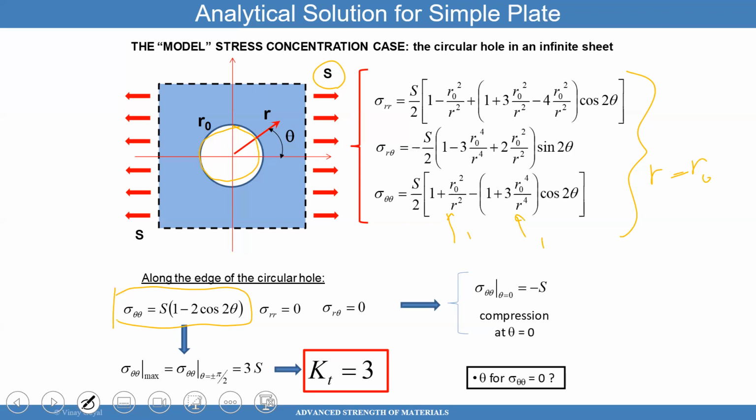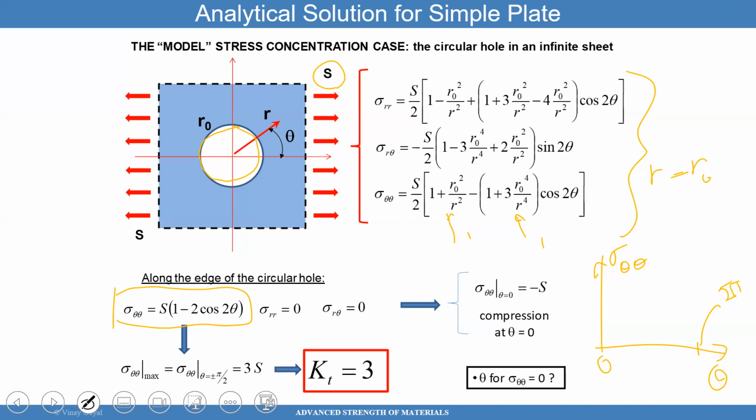But what is so cool about this, and I think this is exciting, is that I know the variation of sigma theta theta as you go around the hole. You can actually plot it, right? I'm not going to do it here, but you can plot sigma theta theta as a function of theta around the hole from 0 to 360, we can use 2 pi. You can plot how that stress distribution looks.